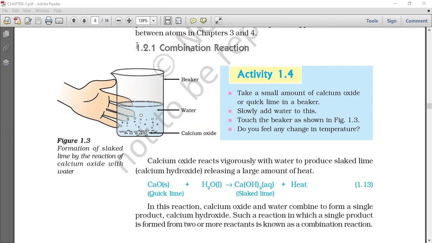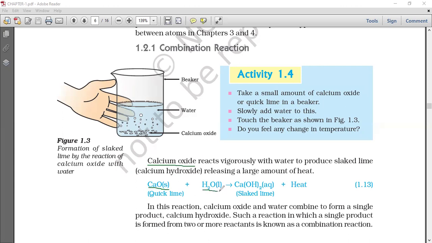So let us see the chemical reaction here. The equation is written: calcium oxide. What is the formula? CaO, calcium oxide. It is in solid state, a powder. It's a solid that appears like white stones. Not really stone, because if you break it, it becomes powder. Calcium oxide is also known as quicklime, plus water.